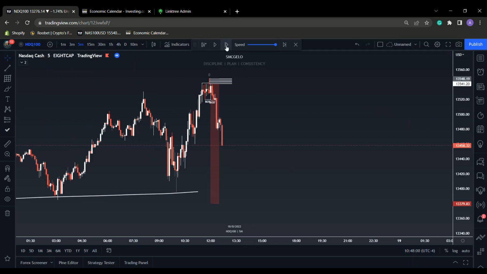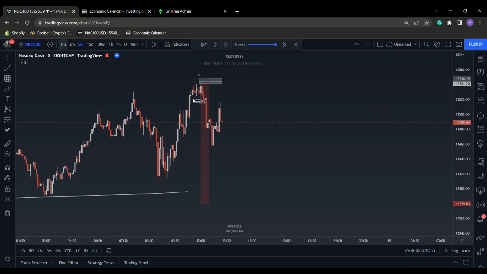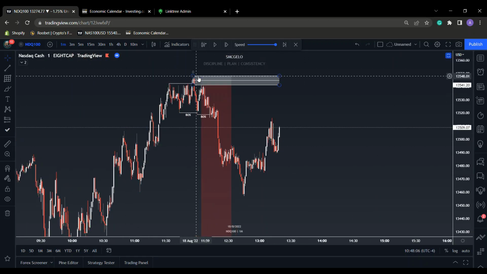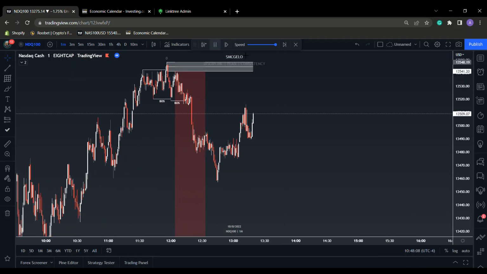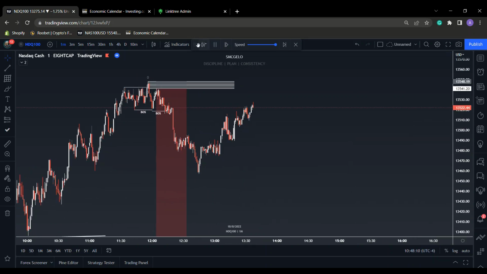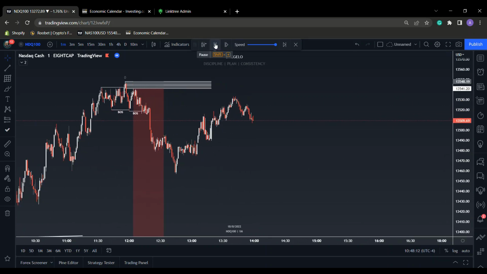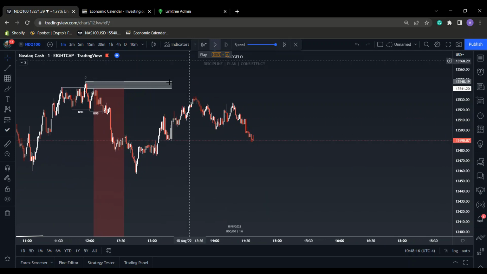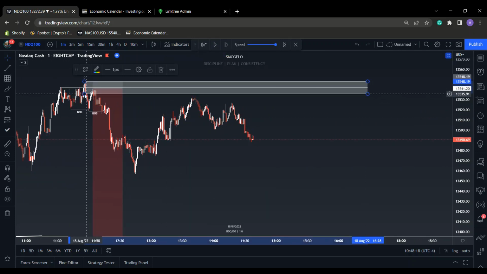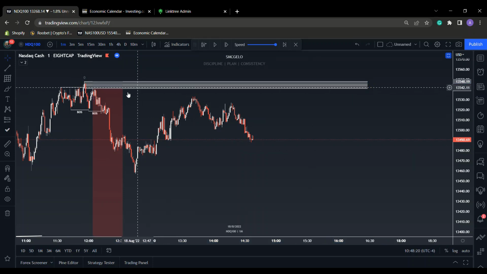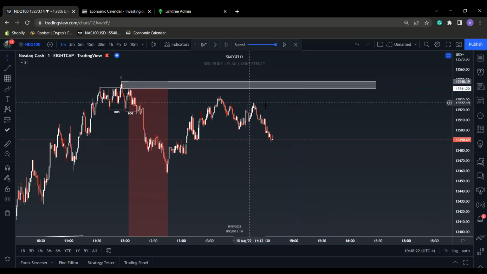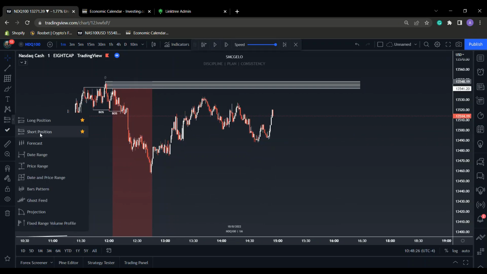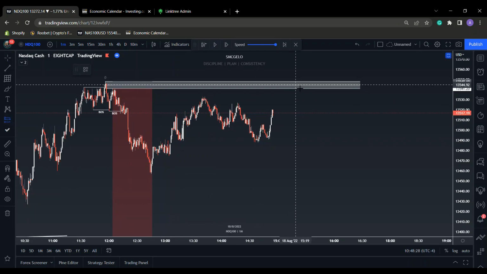So now we wait. Price ended up coming back. It mitigated this supply zone, but it did come back because it needed to tap the 50% level. So we'll keep waiting. We'll just let this play out. We'll extend this a little bit. So boom. Now we'll also have our second entry at the 50% level.